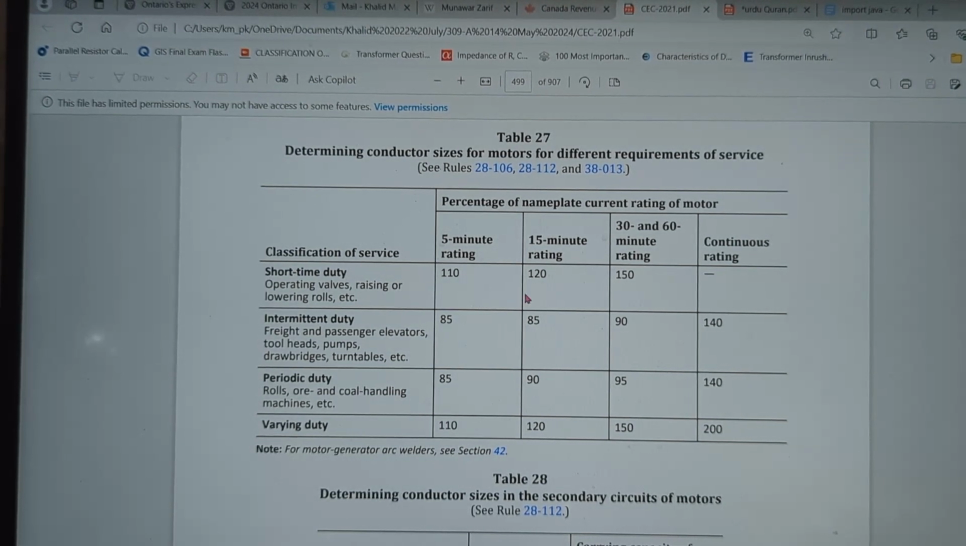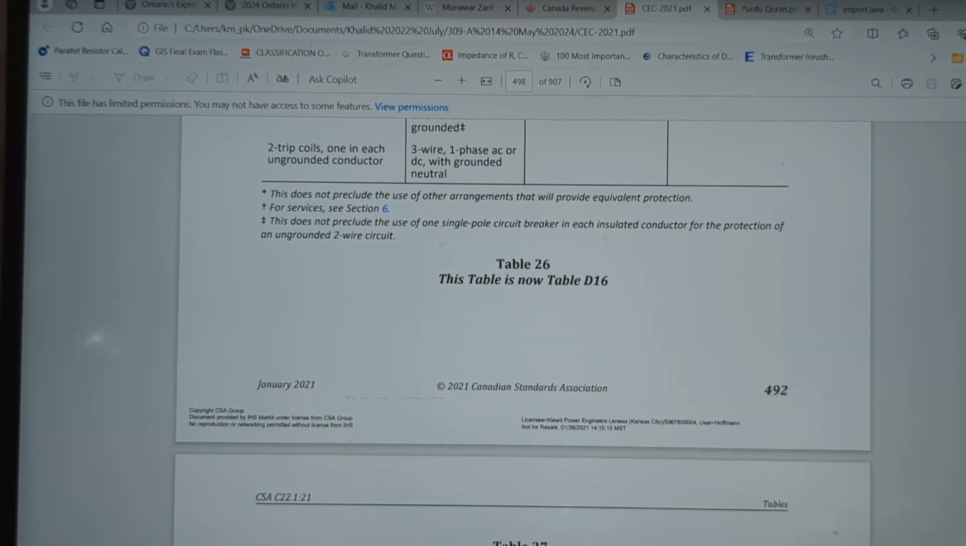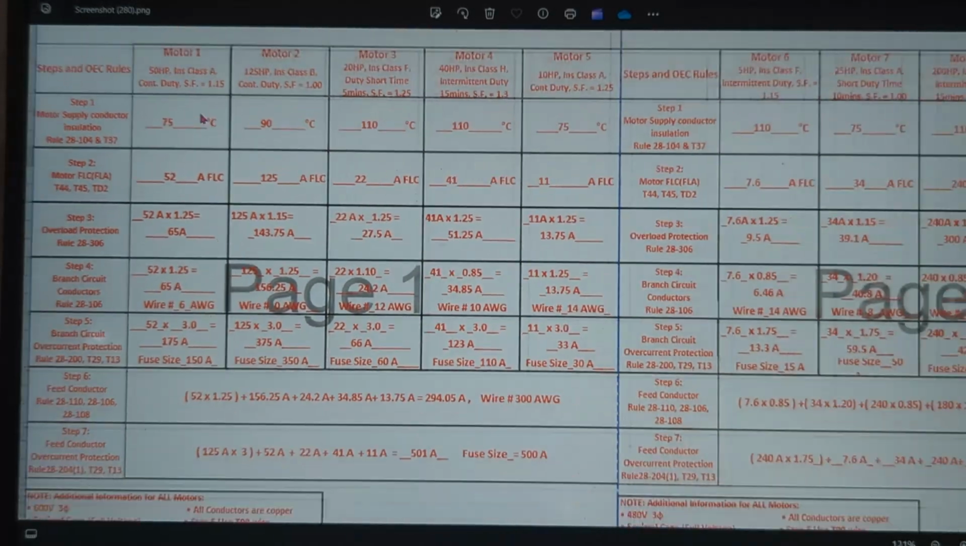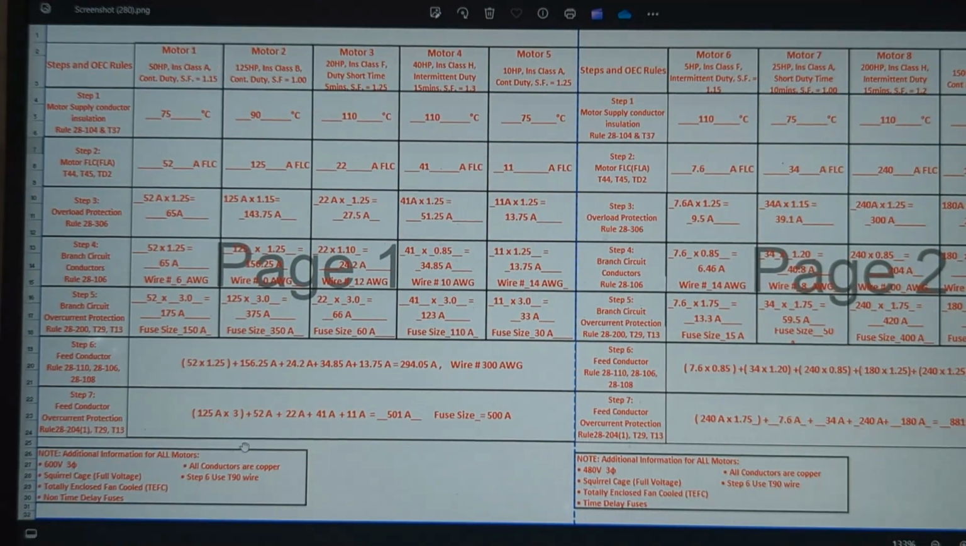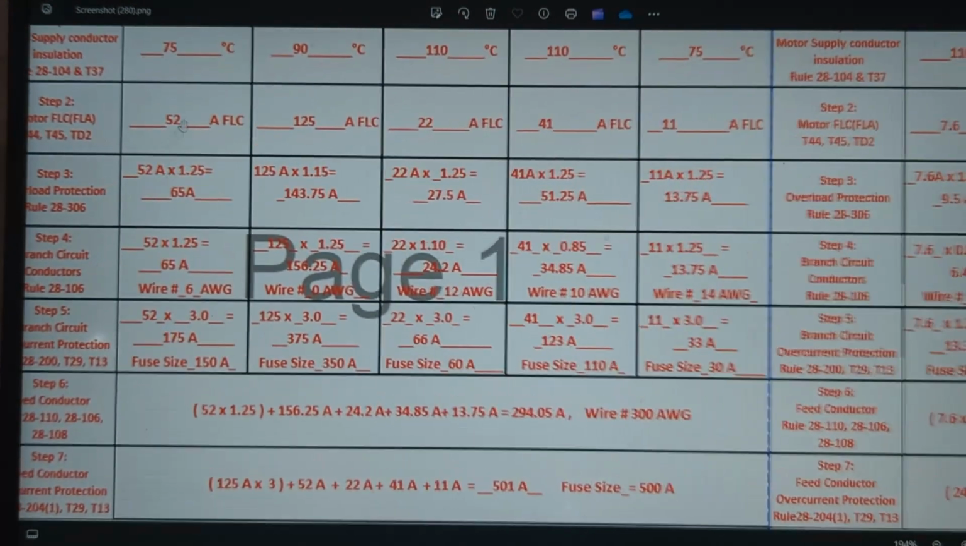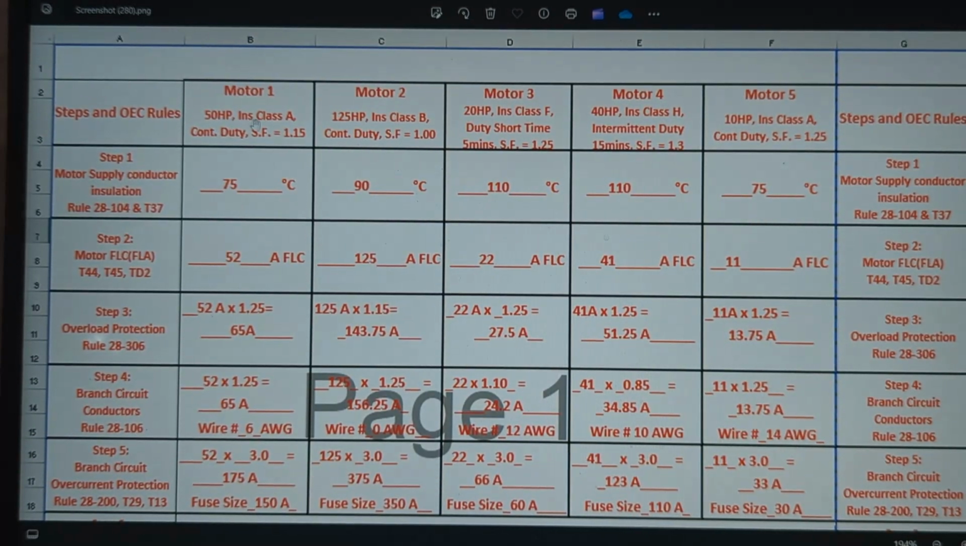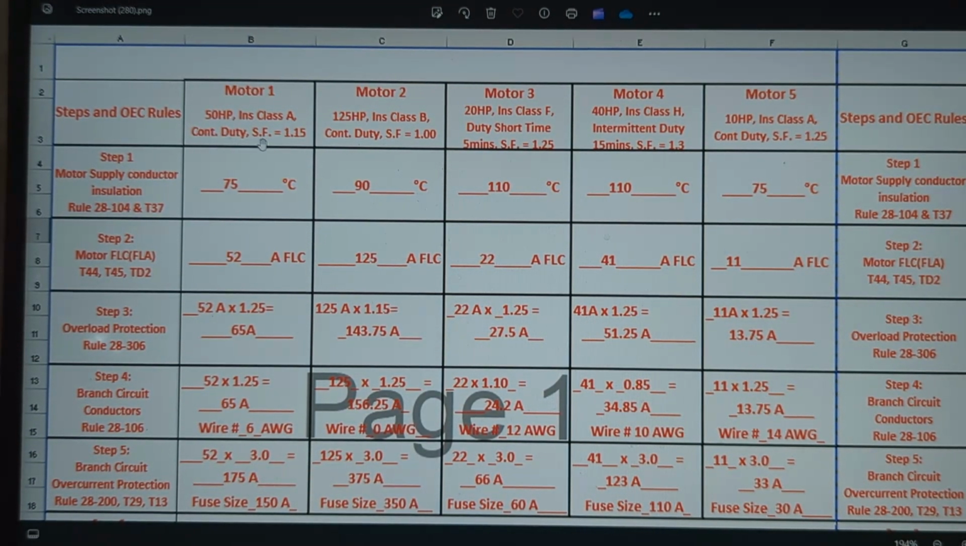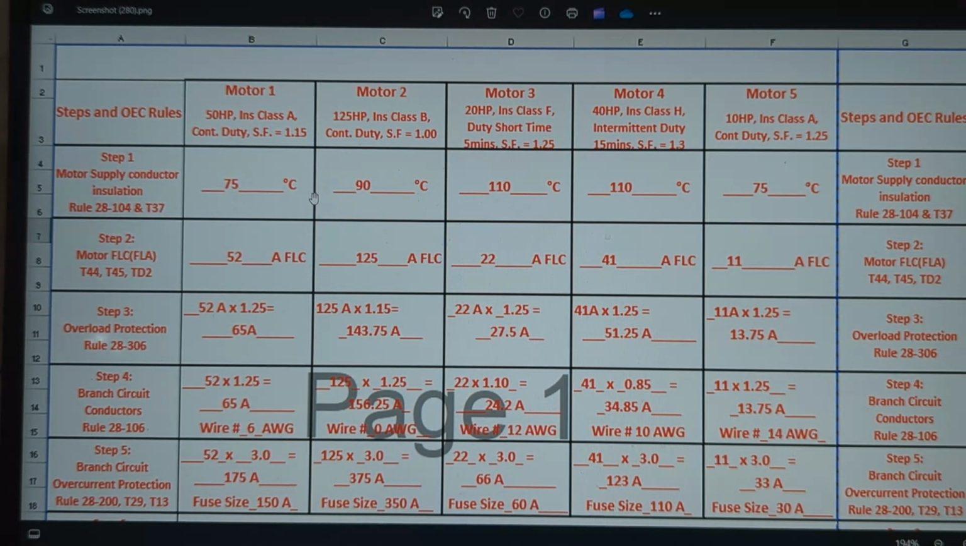I will give you an example to help you understand more correctly. This is an example. Here you see all the motors are 600 volt with non-time delay fuses, totally enclosed fan cooled motors. Okay, all conductors are copper, squirrel cage motor. The first motor: 50 HP, insulation class A, continuous duty, service factor 1.15. So first of all, the insulation will be class A. Class A in this table 37, I just show you, is 75 degree.